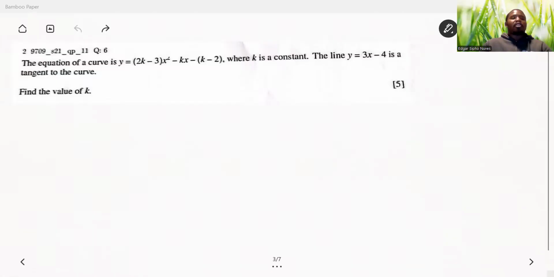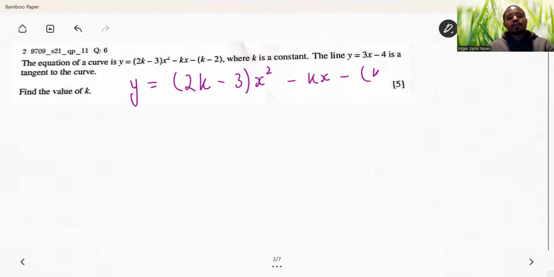The equation of a curve is y equals, so it's a little bit of a misprint, but it should say y equals (2k minus 3)x squared minus kx minus k minus 2, where k is a constant. So in other words, k represents a number. And the line y equals 3x minus 4 is a tangent to the curve. Find the value of k.